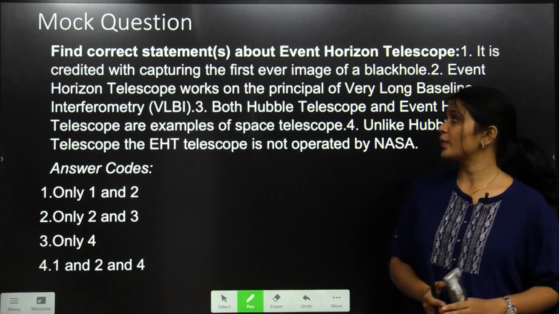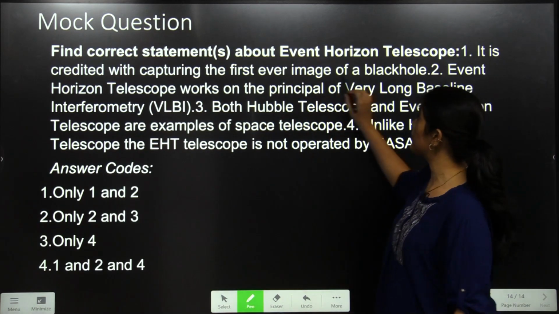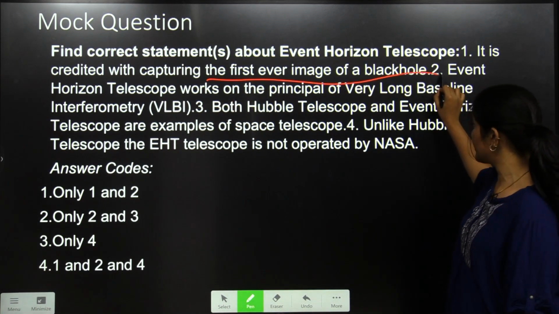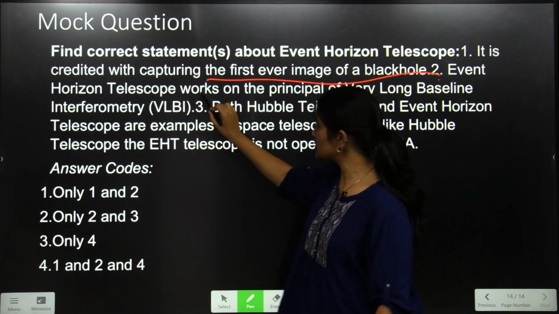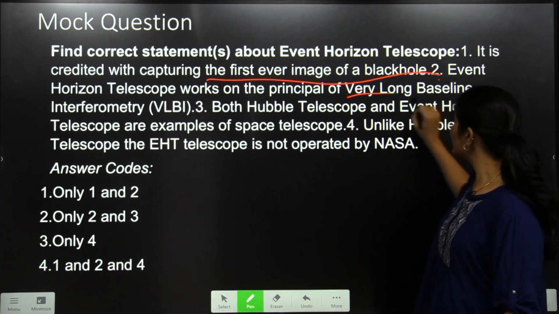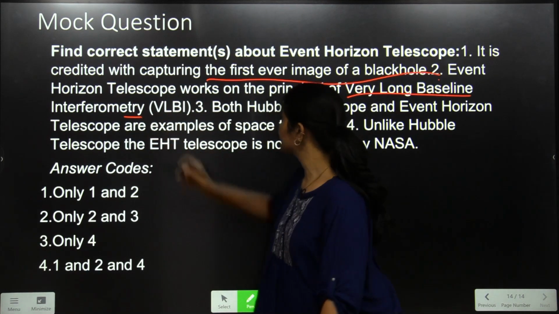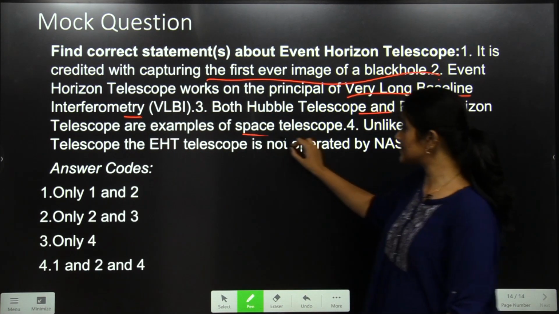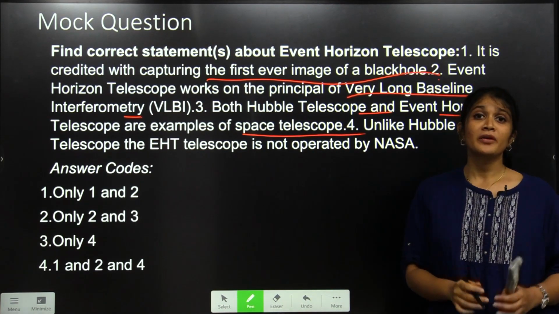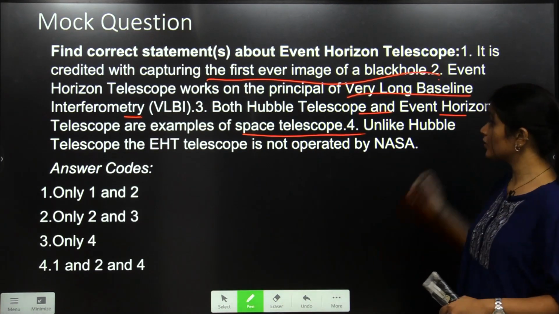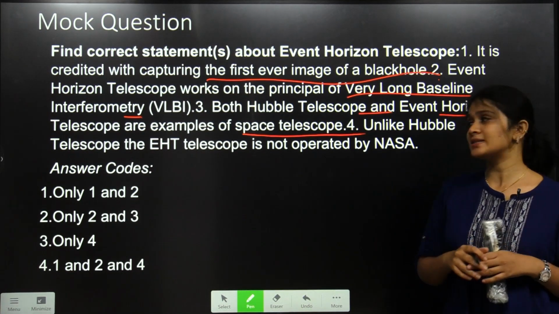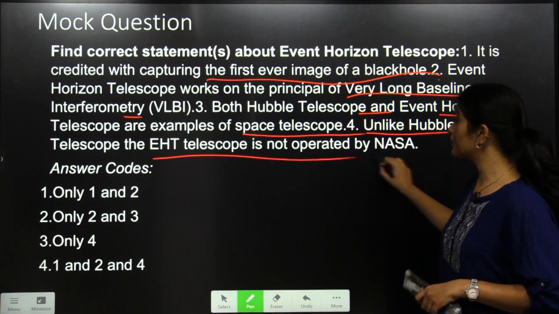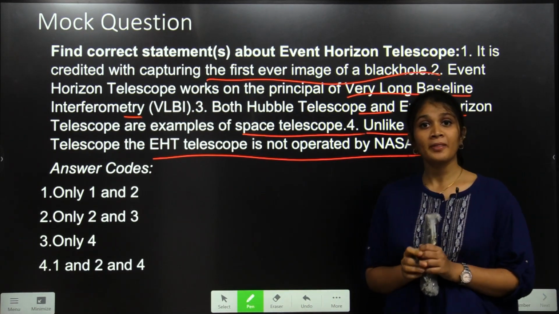Let us look at a mock question. Find the correct statements about the Event Horizon Telescope. It is credited with capturing the first ever image of a black hole. Event Horizon works on the principle of very long baseline interferometry. Both the Hubble telescope and the Event Horizon Telescope are examples of space telescopes. We have just learned that Event Horizon is an example of a ground-based telescope. Unlike the Hubble telescope, the EHT is not operated by NASA.